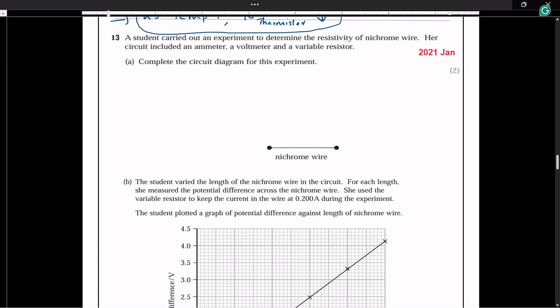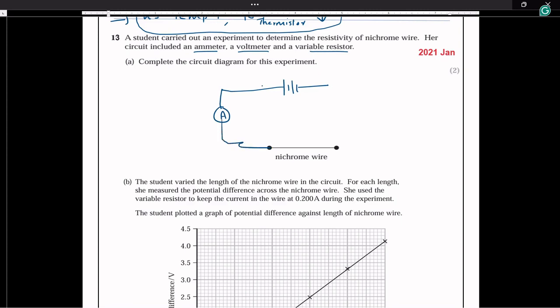So just draw the circuit diagram only. The wire is given. You have to include an ammeter, a voltmeter, a variable resistor, and of course we need a battery source also. So let us start with the battery source. Let us give the battery here. Then we need an ammeter to measure the current. This is the wire. Then we can use a variable resistor to control the current through the circuit.